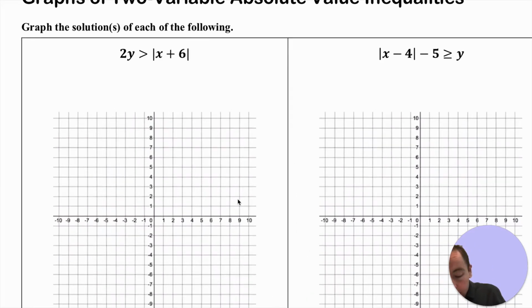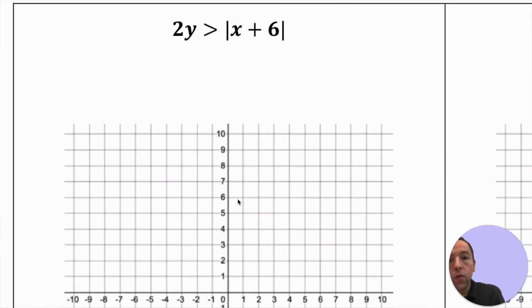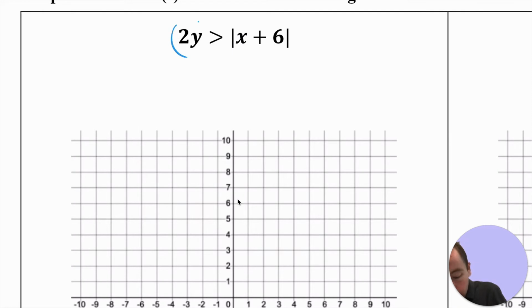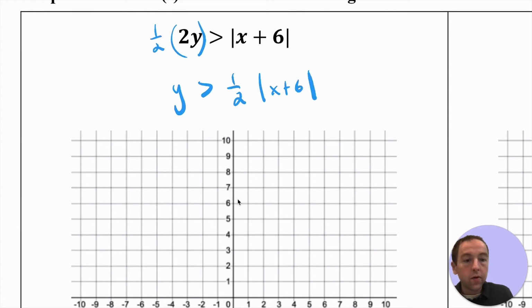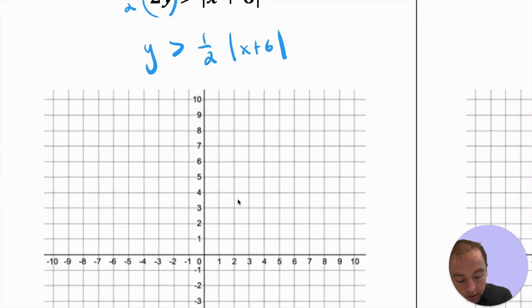With the first equation right here, you can isolate y if you multiply both sides by 1/2, because the 1/2 times 2 will equal 1, so you just get y on that side. And if you multiply the other side by 1/2, you get 1/2 times the quantity of the absolute value of x plus 6. And then we can just leave it accordingly.